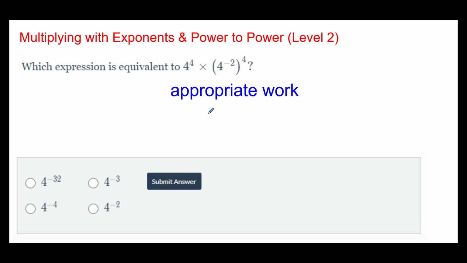Again, I would suggest you go ahead and pause it. This one's real similar. Try and work out this question, then unpause it and see how you compare.